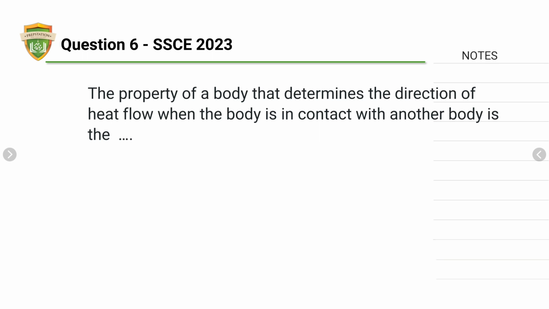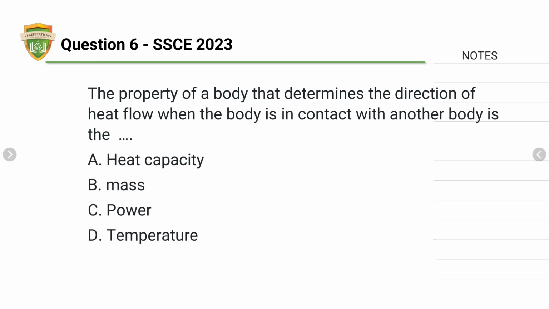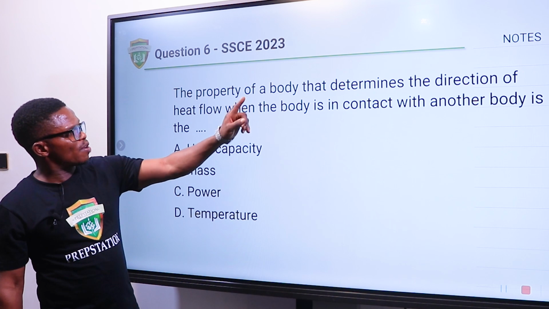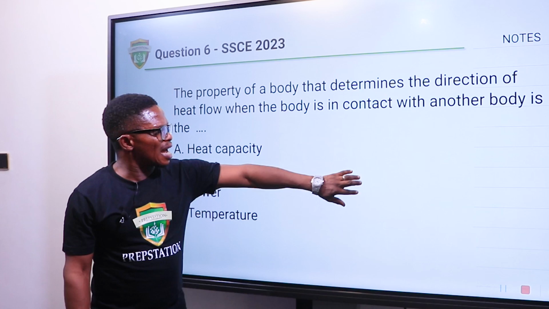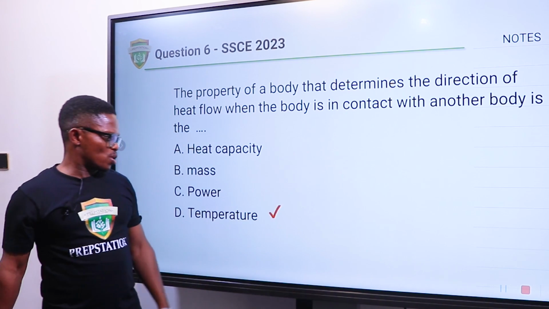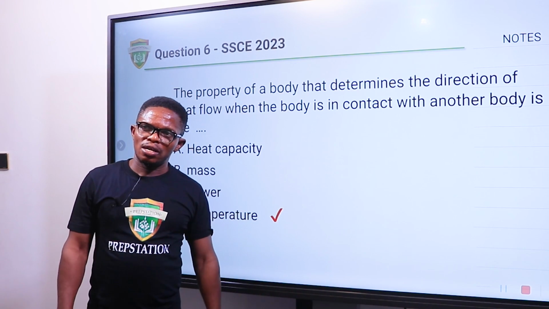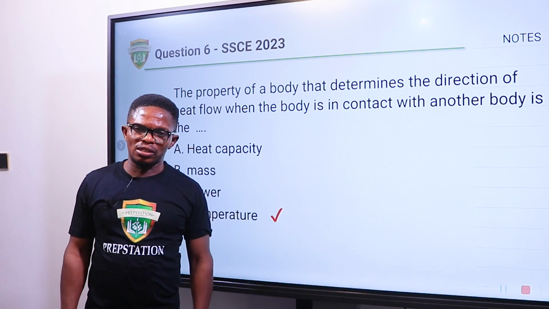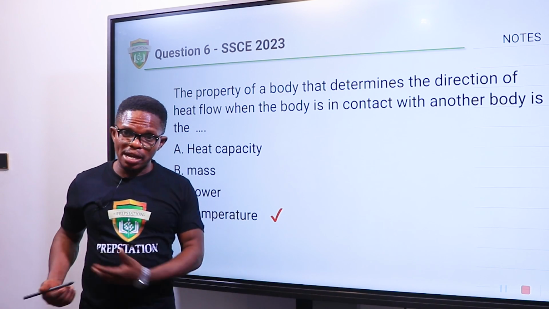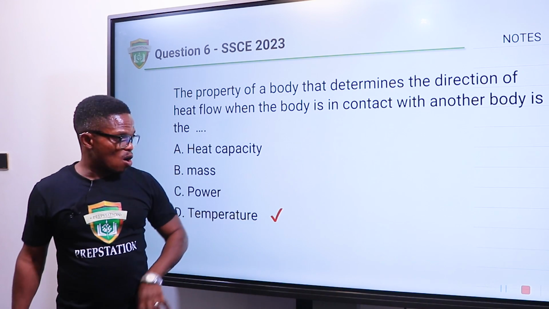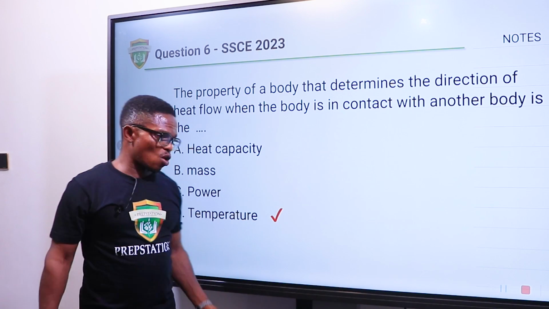SSCE 2023. Heat flow when a body is in contact with another body is what? Okay, we have 4 options: heat capacity, mass, power, temperature. So the property of a body that determines the direction of heat flow is temperature. Heat is the internal energy of a system, but temperature is the measure of the degree of hotness or coldness of a body.